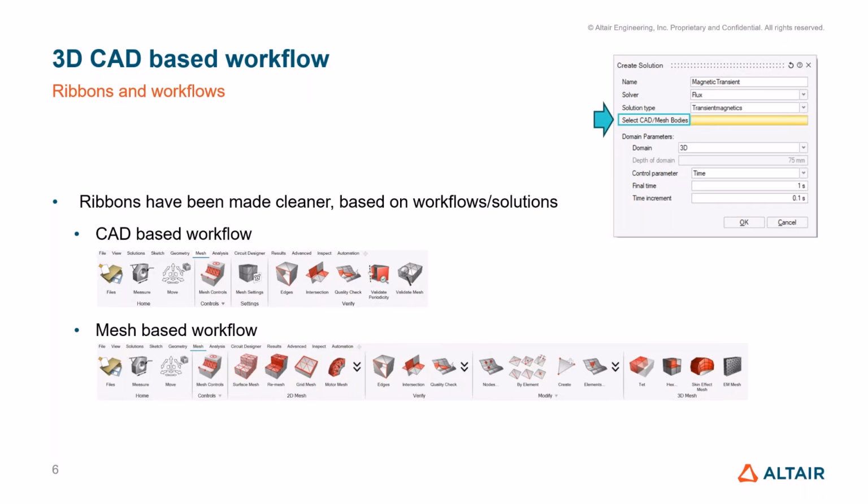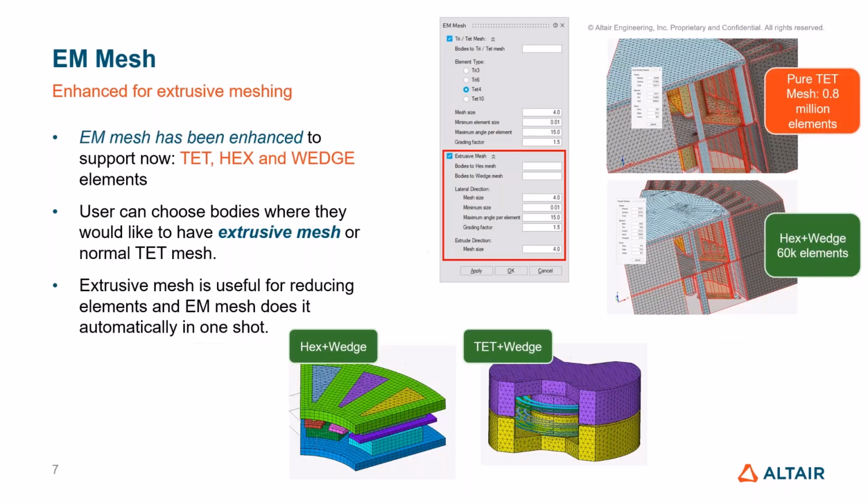The second improvement is related to the EM mesh tool, originally developed as SimLab's added mesh and commonly used by all the Flux users. So the EM mesh has been enhanced to support now tetra, hexa, and wedge elements. So this should allow the user to have more freedom in meshing.